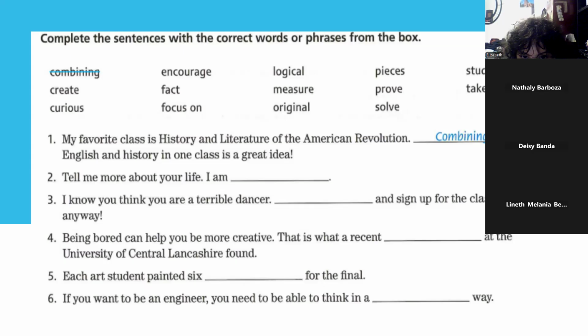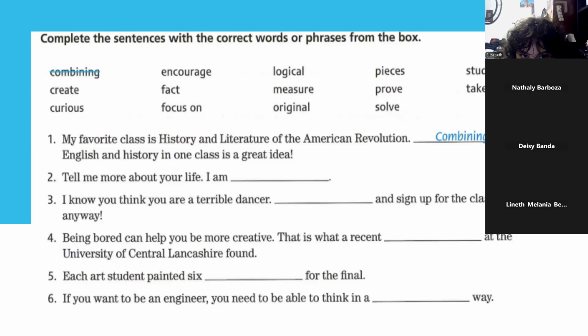What is the word? Create. No. Study. That is what a recent study at the University of Central Lancashire found.